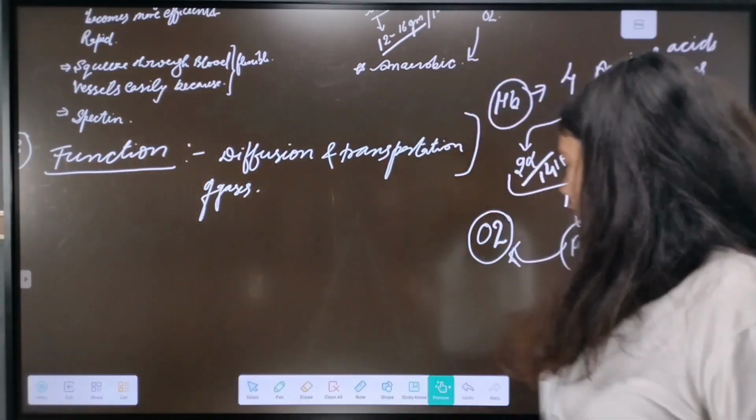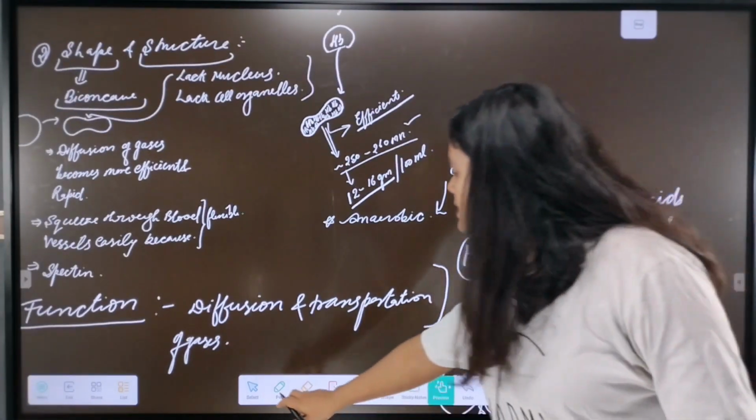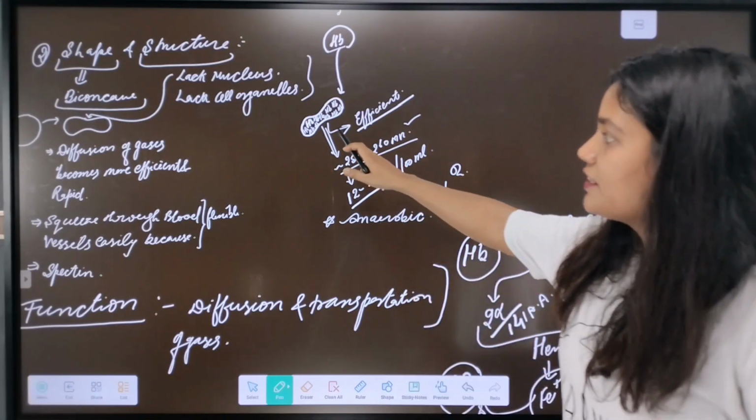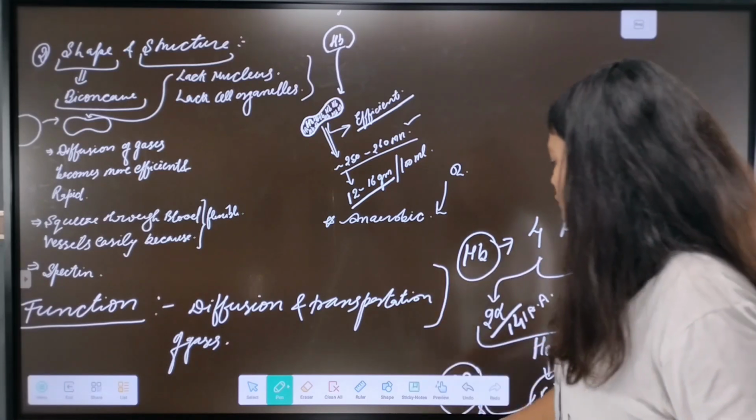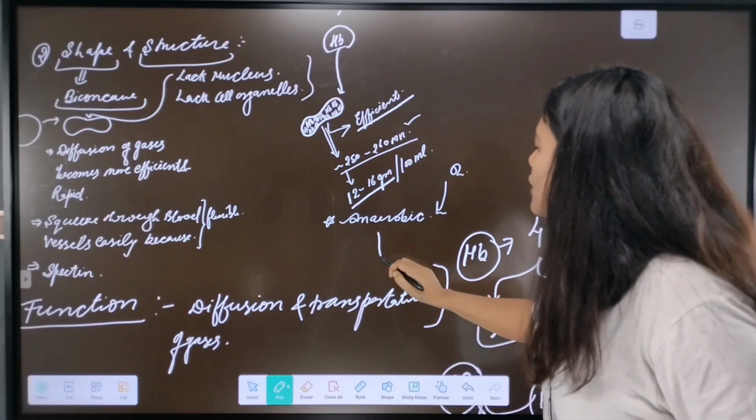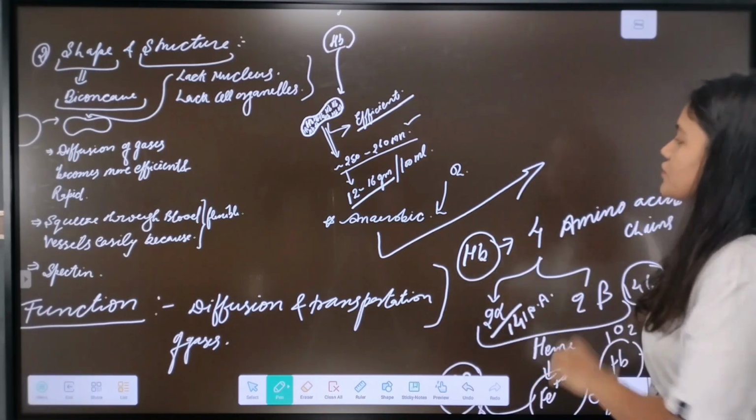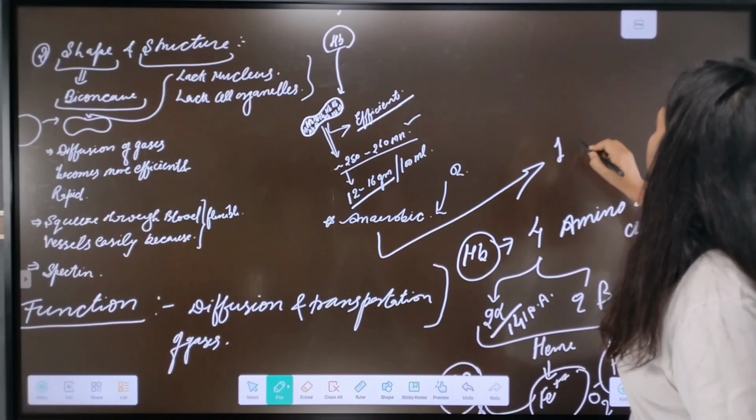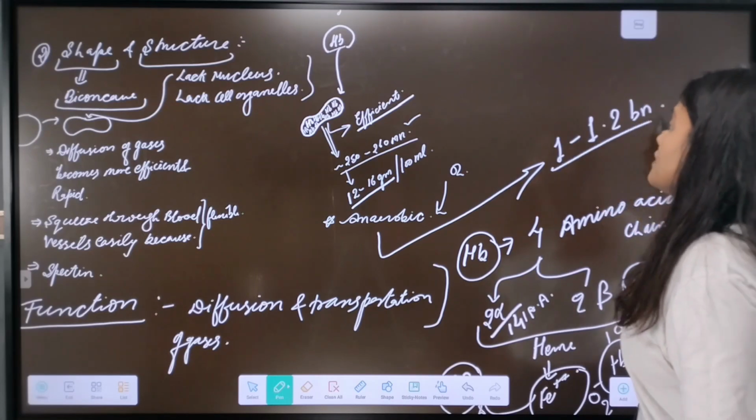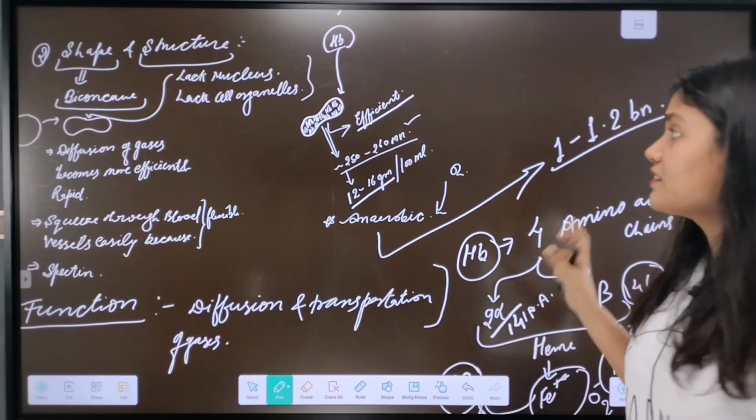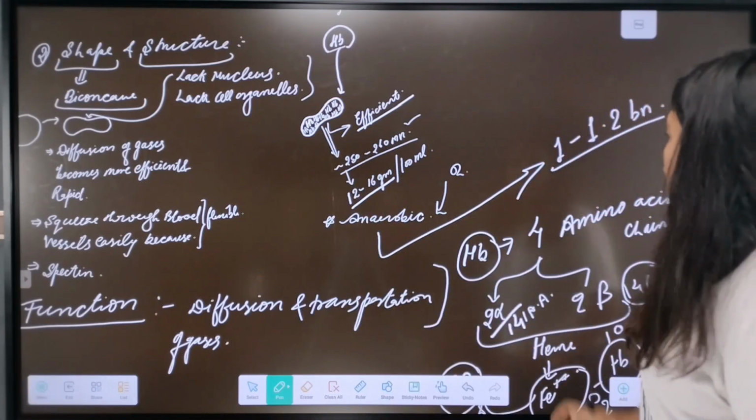As we have seen here, a single cell has about 250 to 260 million hemoglobin molecules. So here we can guess the amount of oxygen carried by a single cell. It is about 1 to 1.2 billion molecules of oxygen carried by a single red blood cell.